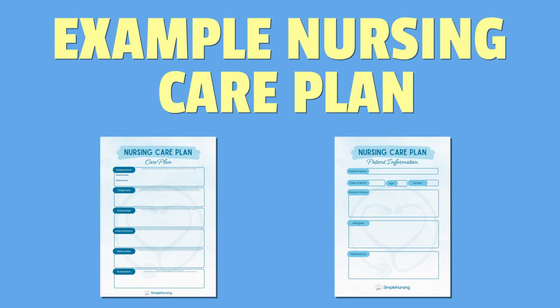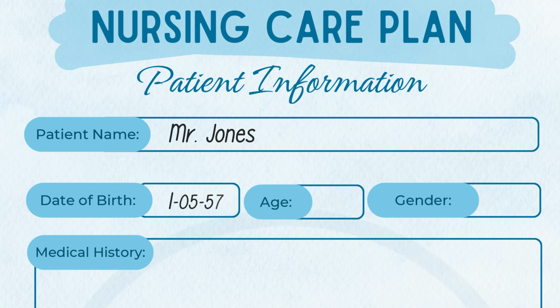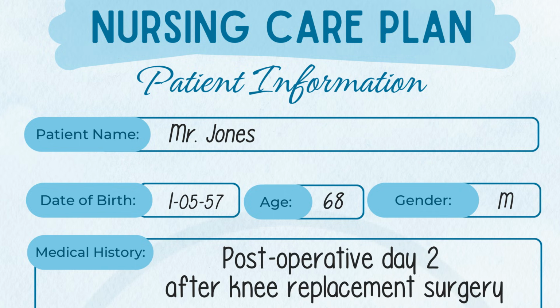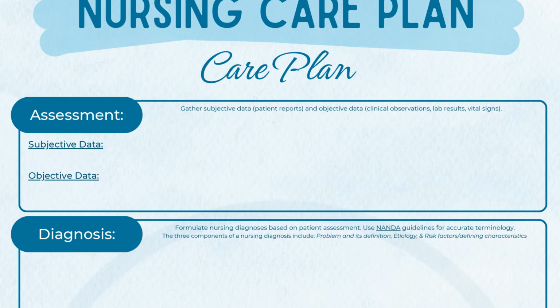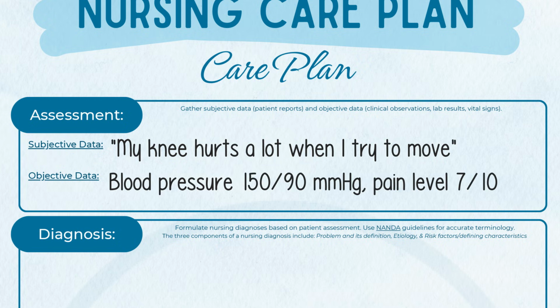So let's go through a quick example of a nursing care plan. Let's say we have a patient, Mr. Jones, who's 68 years old. He's post-operative, day number 2, after a total knee replacement surgery. So for assessment, if Mr. Jones says, "My knee hurts a lot when I try to move," this is a subjective assessment because the client is saying this. Now for objective assessment, these are things that we measure. For example, blood pressure 150/90 and a pain level 7 out of 10.